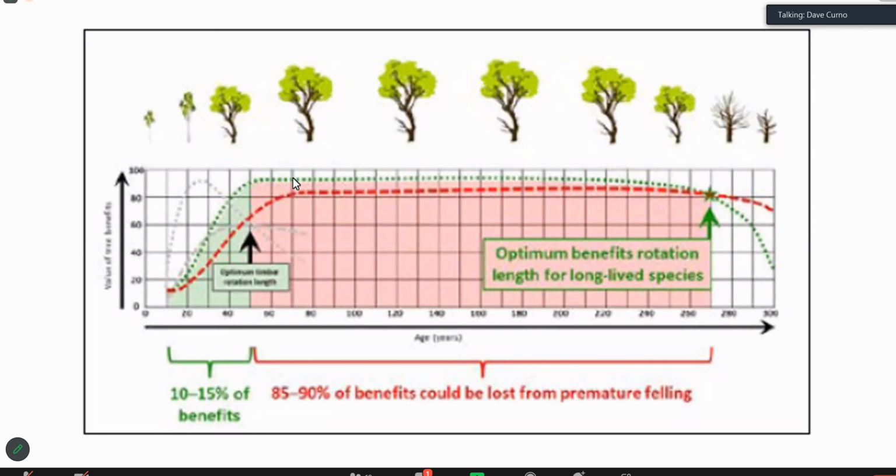So you can see that there's a massive benefit from absorbing carbon dioxide in this red area, with a much less benefit in the green area.